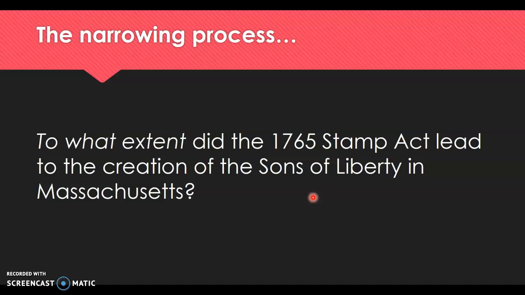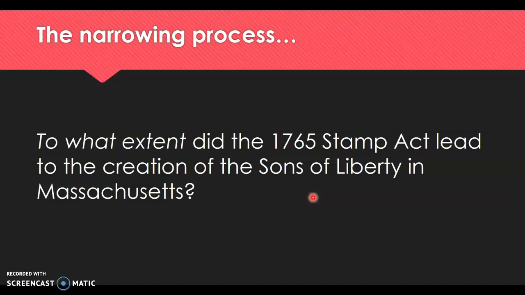of Liberty? There's an implied aspect to this question, okay, that I might be looking at an argument. How much did the Stamp Act lead to the Sons of Liberty? But this question is also kind of a broad question at the same time. What really led to the Sons of Liberty? How much was it the 1765 Stamp Act, and how much was it something else?